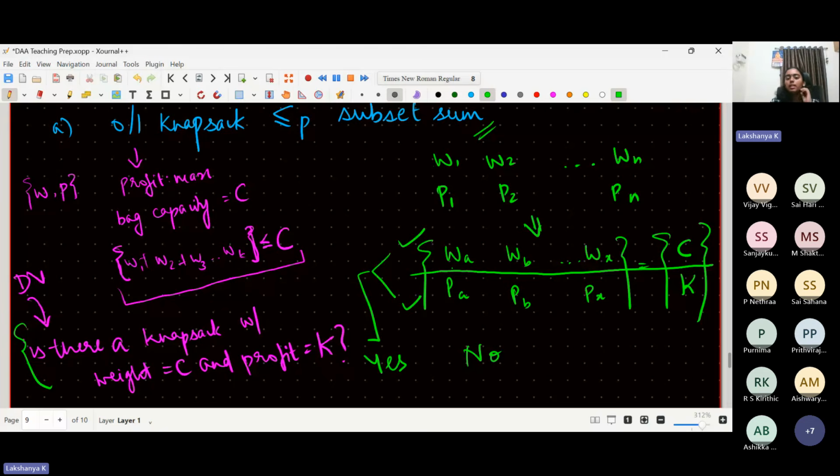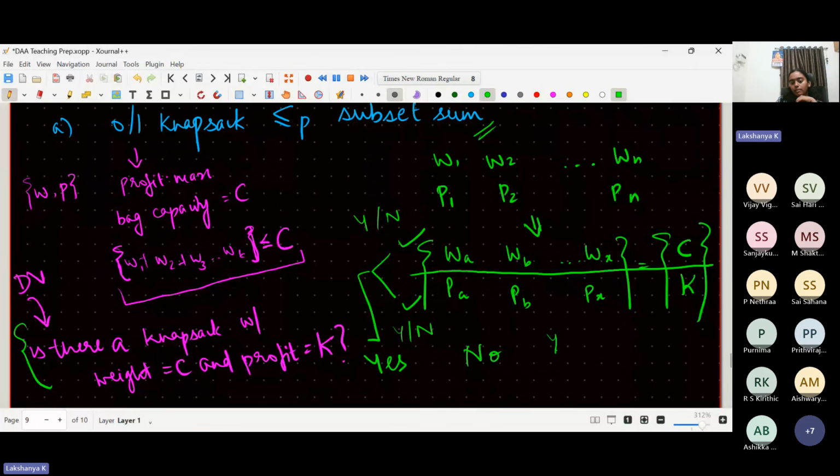It's very simple. I will give it the subset WA, WB, and so on, and I'll give it the target C. I will get back either a yes or a no. Similarly, I'll next give it the subset PA, PB, and so on, and I'll give it the target K. Again, I'll get back a yes or a no. Now, once the subset sum has been solved, I simply have to compare both of these. I have to do an AND operation basically. If both are a yes, my output is a yes. Even if one is a no, my output to this problem is a no, right?